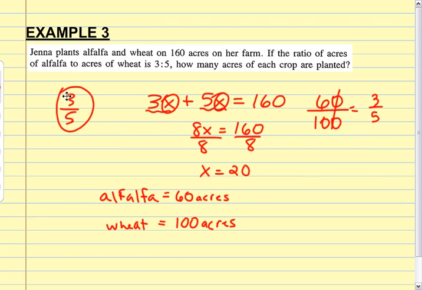You're going to have something like that for homework tonight. You need to be able to set them up. Take the ratio and multiply them by x. Okay? That's going to give us that original number. All right, good. Let's look at the last one.